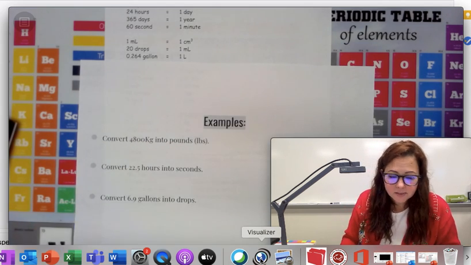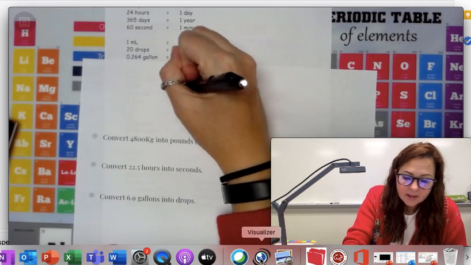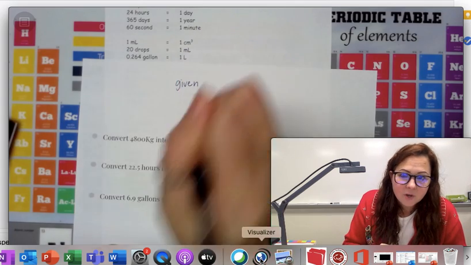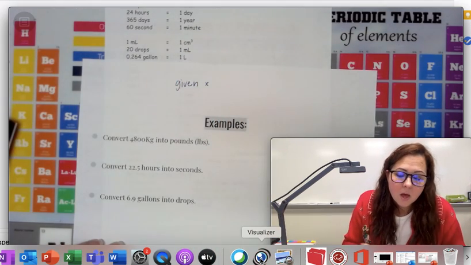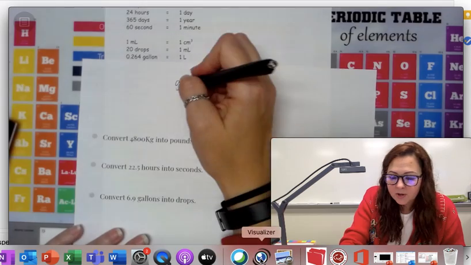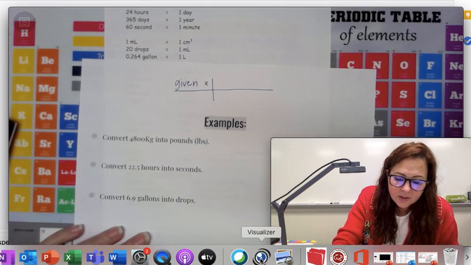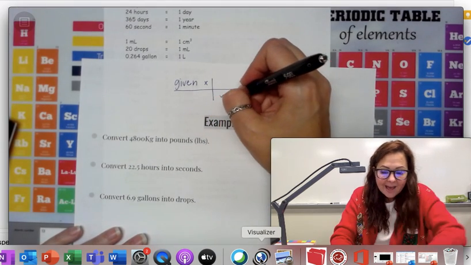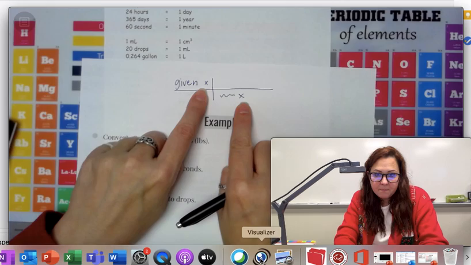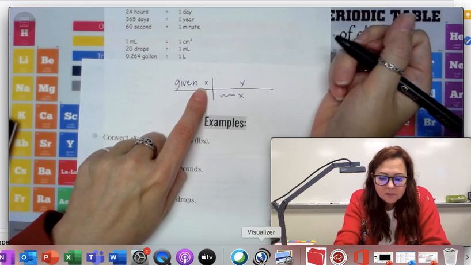When you're setting these up, you're always going to give whatever is given at the beginning. And then you're going to have a unit. I'm just going to call it X for right now. Now you can set it up like this, where you have a line and then you kind of break it up like this. And then you're going to have a conversion factor, whatever it is. That unit X has to be the same top to bottom. And then you're going to turn it into, I don't know, unit Y. I'm just making stuff up.